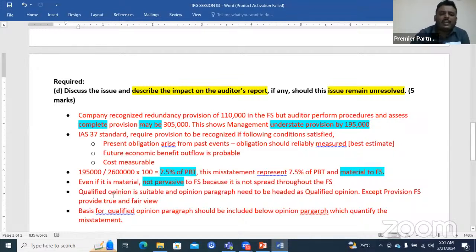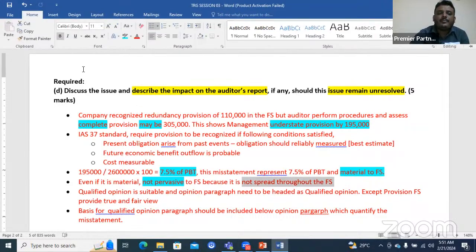Right? So I'm telling you here it is material but not pervasive, because still it is profit. Profit is higher than the issue. So the misstatement is not spread throughout the financial statements. Why? Because it does not spread throughout the financial statements. If it were spread throughout, profit would become loss, loss would become profit. So it is not pervasive.